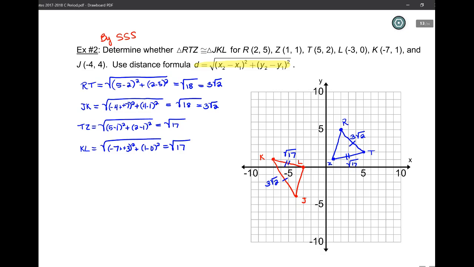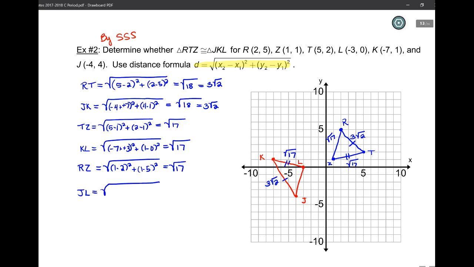All right, we're going to check our last 2 sides. So we're going to check RZ. So RZ is the square root of 1 minus 2 squared plus 1 minus 5 squared. So that's going to be a -1 squared, so that's 1. -4 squared, so that's 16. So we actually get square root of 17 again. So square root of 17 is here. And now we just really need to check JL. That's the last segment that we need to check for.